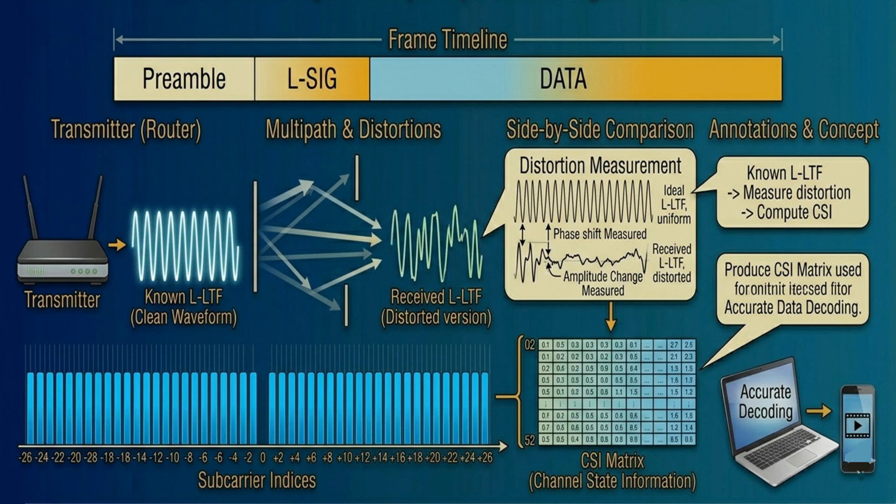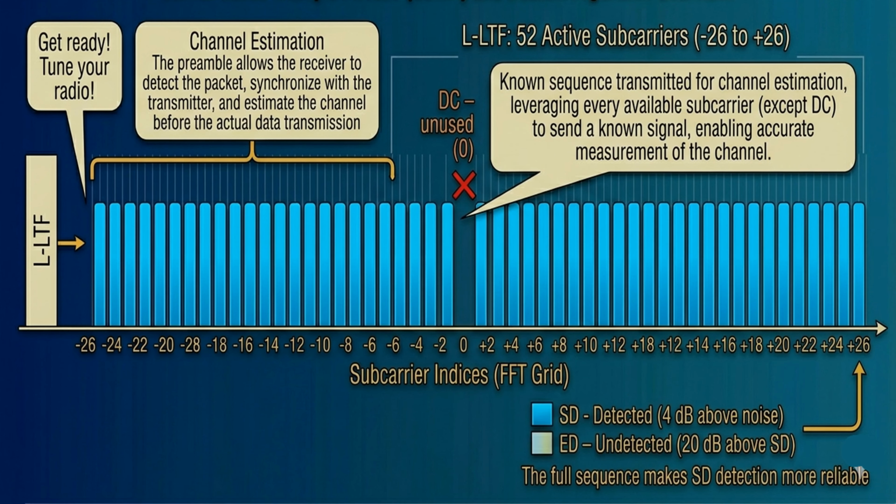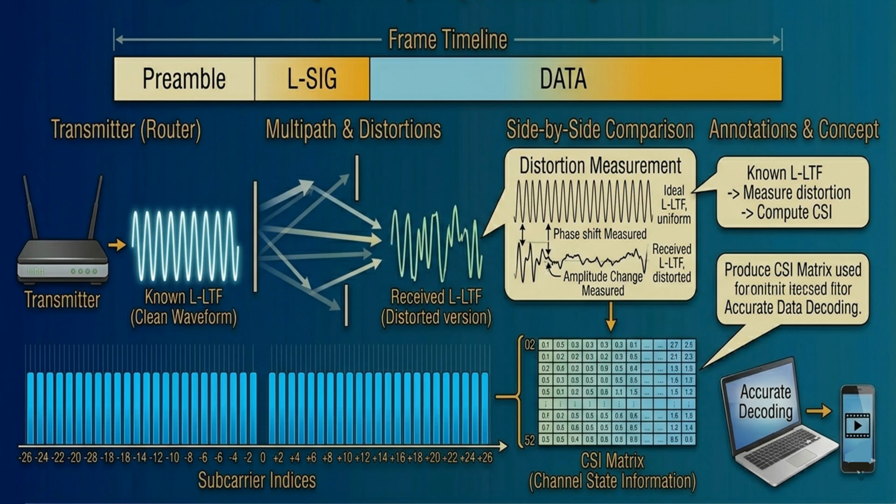Channel estimation. Since radio waves bounce off walls and objects, they arrive at the receiver at different times and strengths. Multipath interference. This is perhaps the most important role of the L-LTF. The L-LTF transmits a known sequence using all 52 subcarriers from indices -26 to +26, excluding DC carriers. The receiver knows exactly what the L-LTF should look like. By comparing the received signal to the ideal signal, it calculates a channel state information, CSI, matrix.